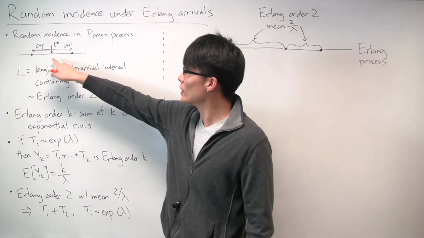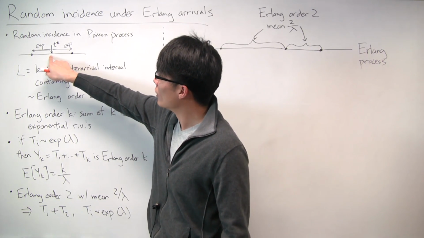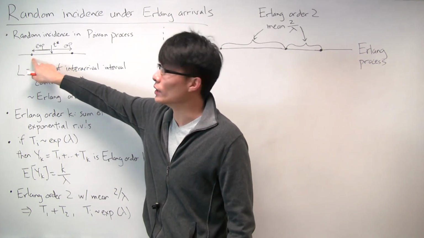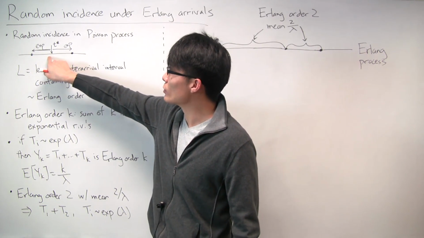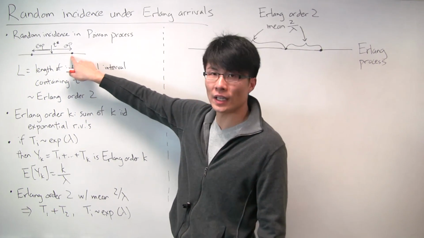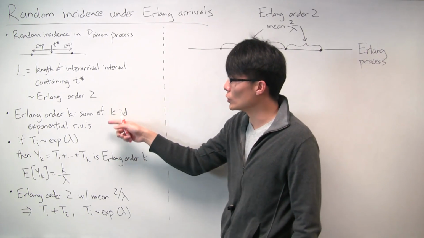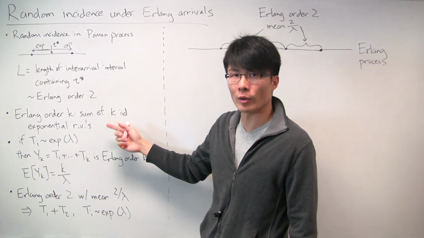And the reason for that is that it comprises two parts. One is the time since the last arrival until t star, which is exponentially distributed, and the time from t star until the next arrival, which is also exponentially distributed. So that brings us to a review of what Erlang random variables are.